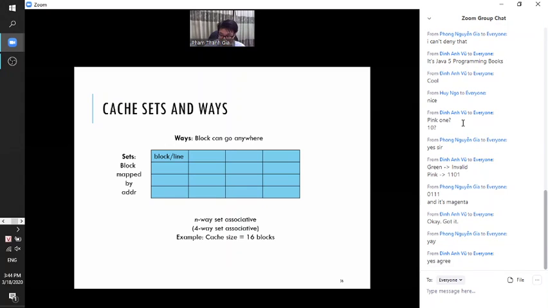In that case, you get sets and ways. Each line is considered one set. Each set is a block mapped by the address. It's a set and ways. Ways: a block can go anywhere.